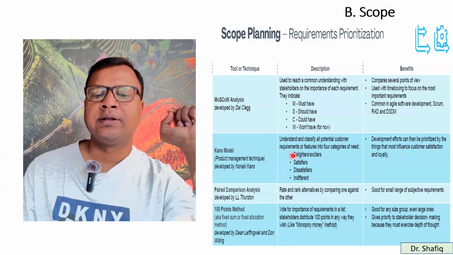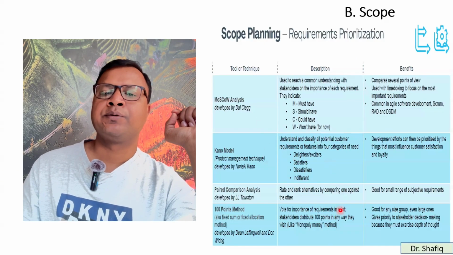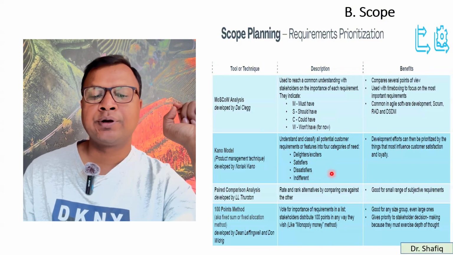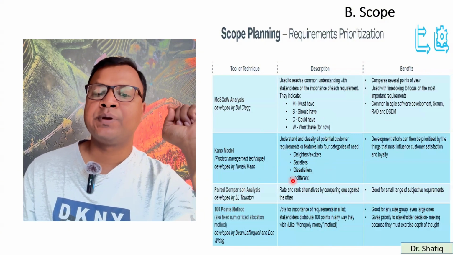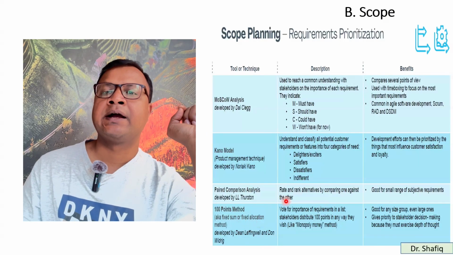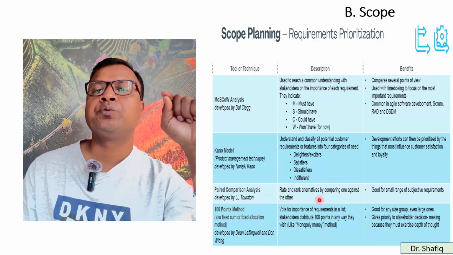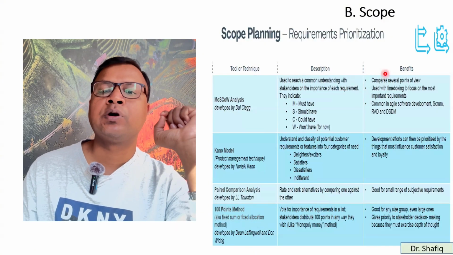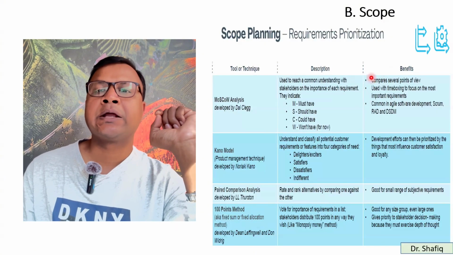So by this way, there are four methods I have told you. That one is MoSCoW analysis, and there is the Kano model. Third one is paired comparison. Last one is the 100-point method. So by this way, we can actually find the appropriate and exact requirements that should be prioritized.